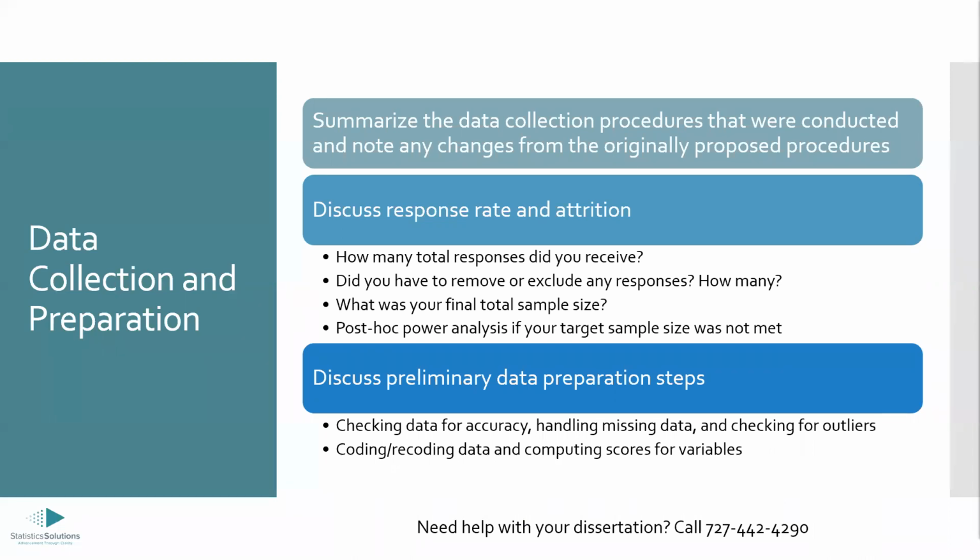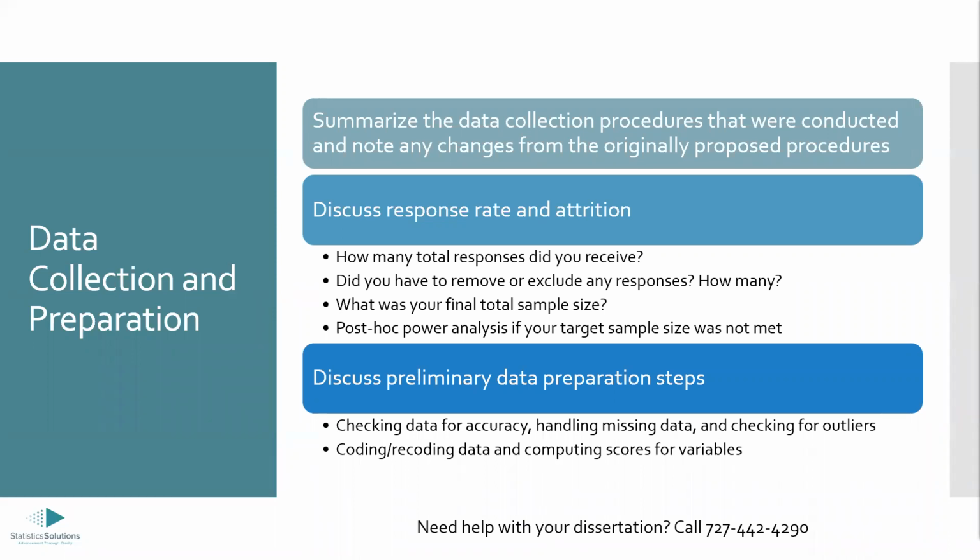One thing that you'll want to talk about in this section is response rate and attrition. For our purposes, we'll just be assuming you're conducting a simple survey study. So you may want to discuss things like how many total responses did you receive for your study? If you're doing something like an online survey, how many total people accessed or took the online survey? And then did you have to remove any people or exclude any responses for any reason? And if so, how many?